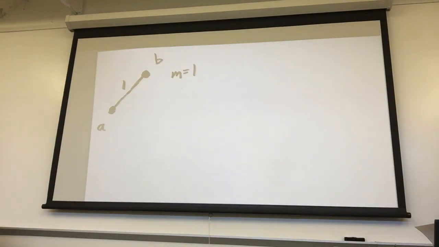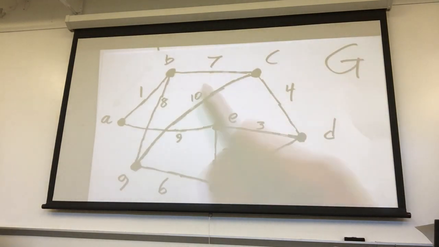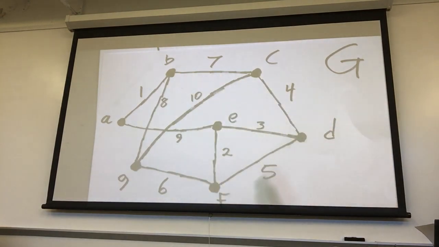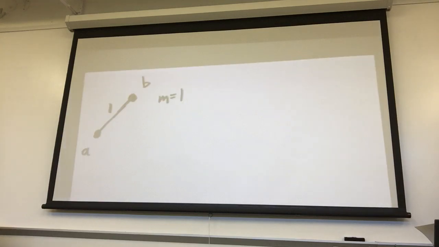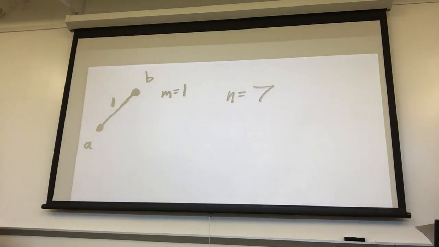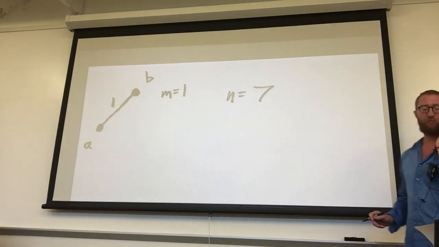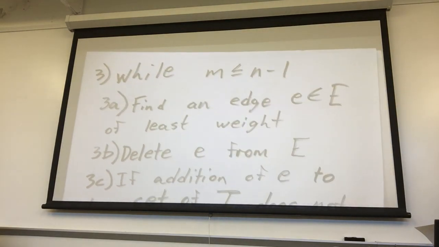Well, let's go ahead and define what n is also. All right, so we can start off with i which equals 1. And how many vertices do I have? I have 1, 2, 3, 4, 5, 6, 7. n is going to equal 7. Okay. So this is our first step. We find an edge of least weight.